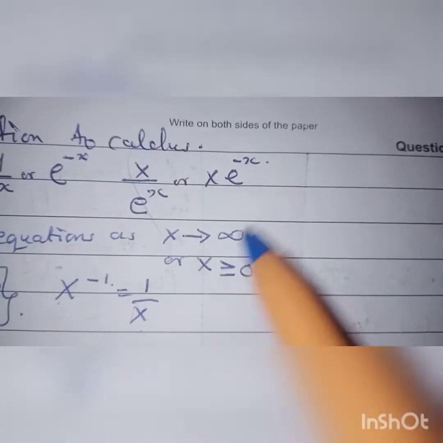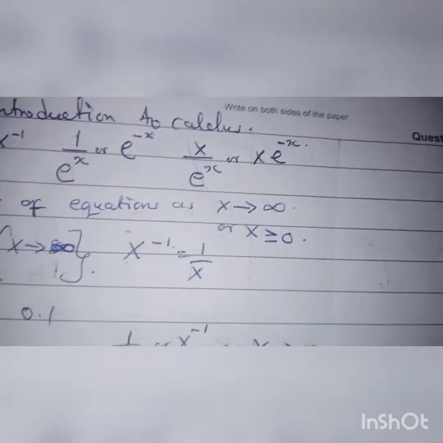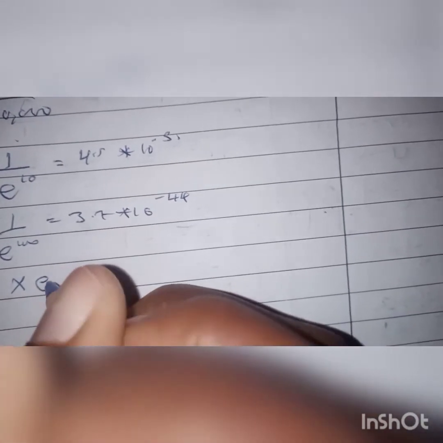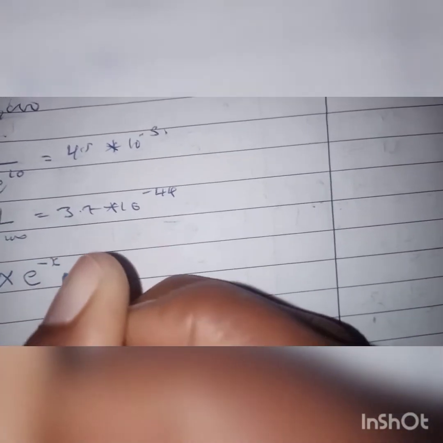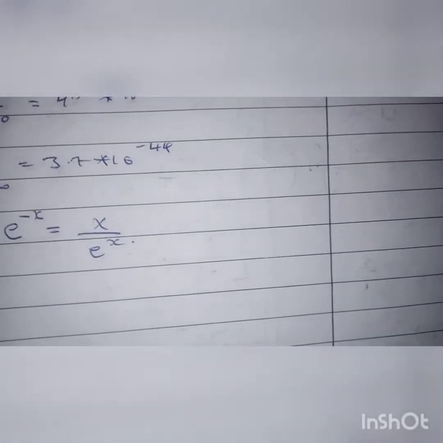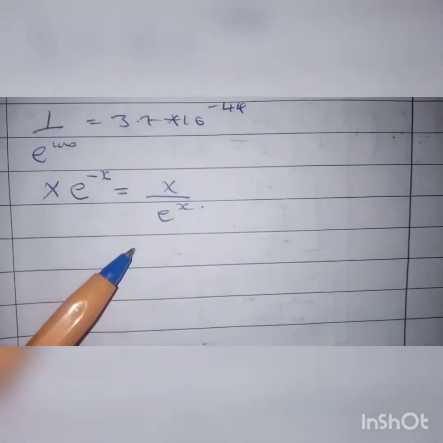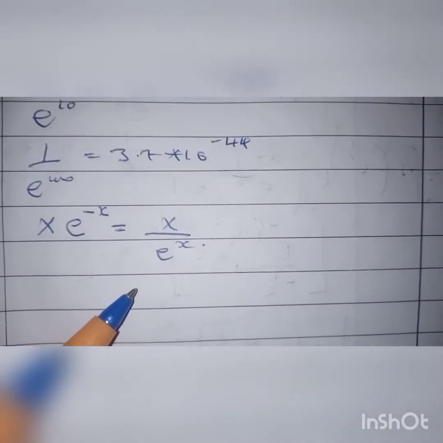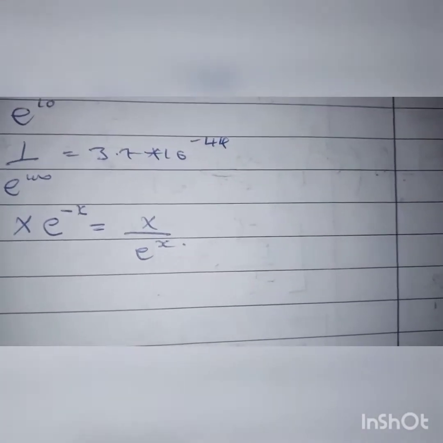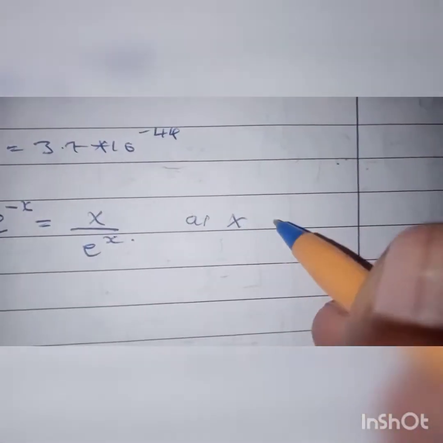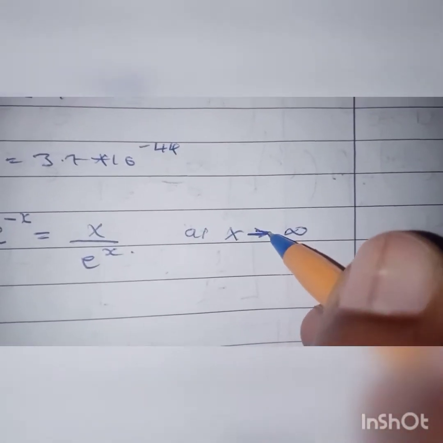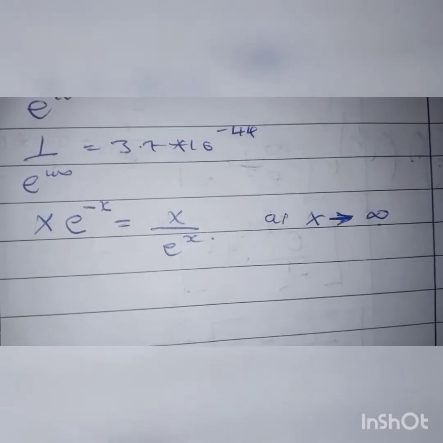Let's wind up with this function. Given a function like that, for example, x times e raised to power negative x, this is just the same as x all over e power x. Now, what is happening to this function as x approaches infinity?